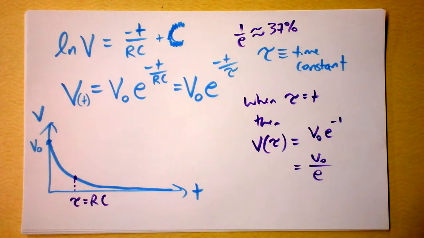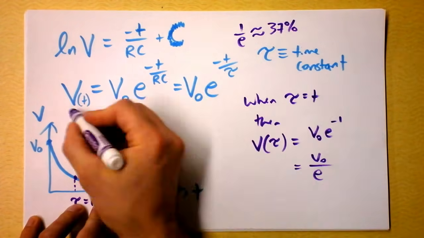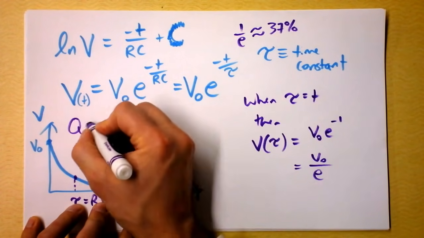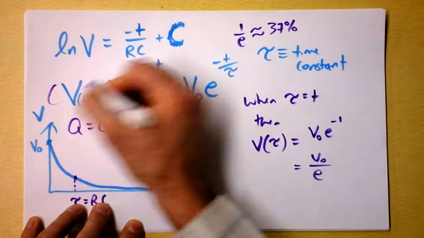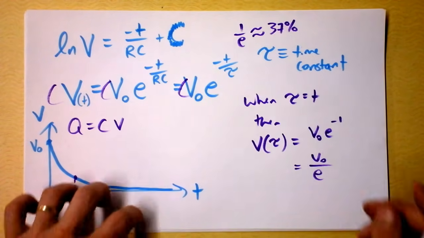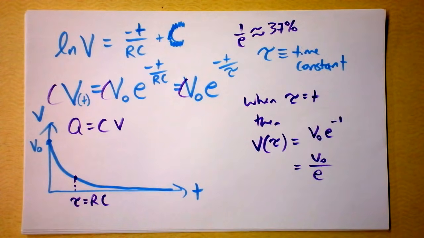Some people might be more interested in charge. If you want the charge instead of the voltage, well, you know that Q is CV, so all you're going to be doing is multiplying this by a C. Because it's a constant for the capacitor, you're going to get the same result.